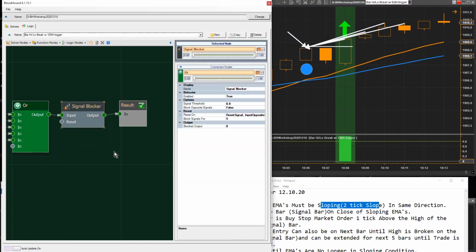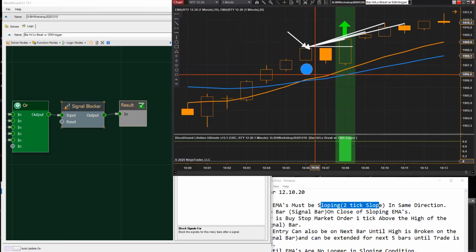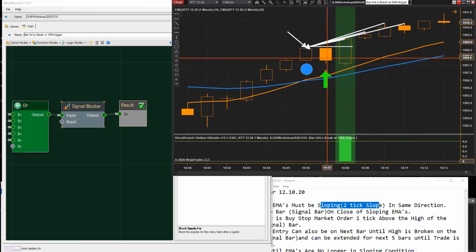Now the signal blocker only needs to block for a maximum of 4 bars, right? So why is that? Well, if our signal occurred on the first bar after the setup bar, then there's only 4 additional test bars that could have a signal. Remember, we're only going to be testing out to 5 bars.